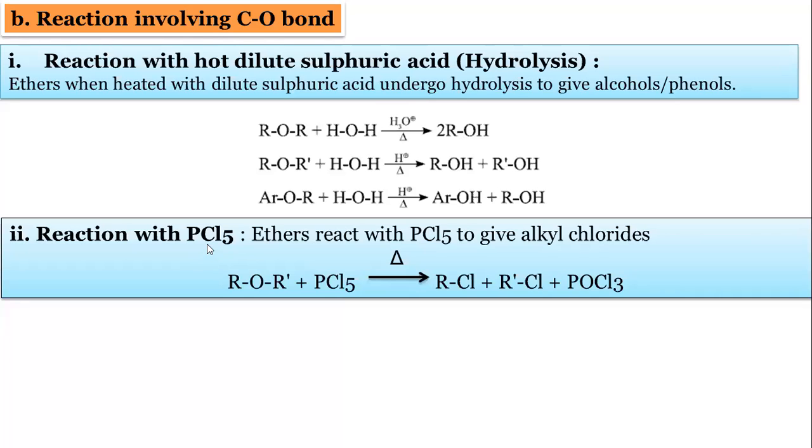This is the reaction with PCl5. When ethers react with PCl5, we get one R-Cl and another R'-Cl. One is an alkyl halide, the second one is an alkyl halide, but with a different R group, and POCl3. We can take any example here, ethyl methyl ether or diethyl ether. We get two different alkyl halides. If different R groups are used, different alkyl halides are formed. If the same R groups are used, the same alkyl halides are formed.